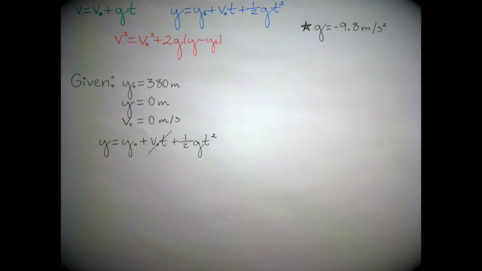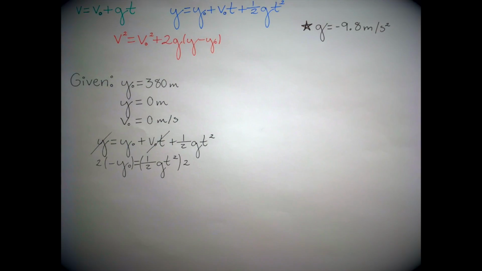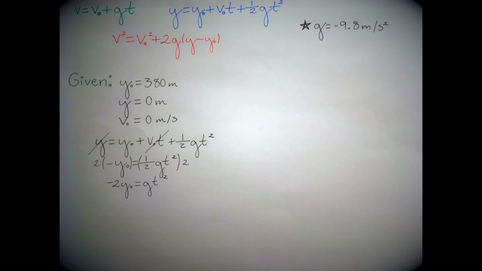Step 2 is to determine which kinematic equation is appropriate for our problem. To determine this, we must consider which variables we are given and which we need to find. In order to solve for time, we can use the equation y equals y0 plus v0 t plus 1/2 g t squared. After this, it's just simple algebra and plugging in our givens to find the answer.